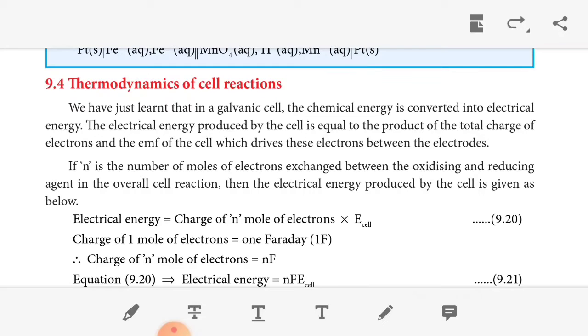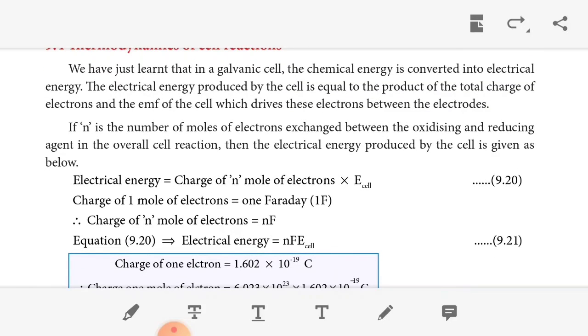In a thermodynamic cell reaction, the chemical energy is converted into electric energy. The electric energy produced by the cell is equal to the product of the total charge of the electrons and the EMF of the cell, which drives the electrons between the electrodes. Here n is the number of moles of electrons exchanged between the oxidizing and reducing agents in the overall cell reaction. The electric energy equals the charge of n moles of electrons times the cell EMF. The charge of 1 mole of electrons is 1 Faraday, so n moles of electrons carry nF, and the electric energy equals nF E cell.